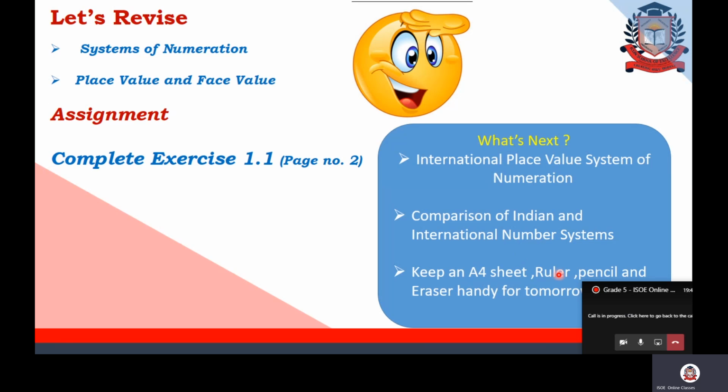And then children, tomorrow we have a small activity. For that you have to be ready with one A4 sheet, one ruler, pencil and eraser. Okay, keep all these things ready. We have a small activity tomorrow.